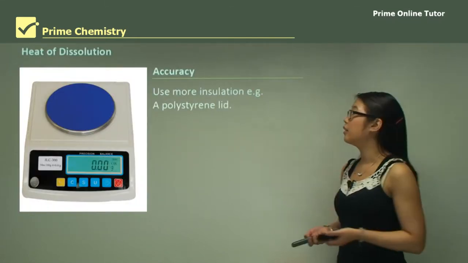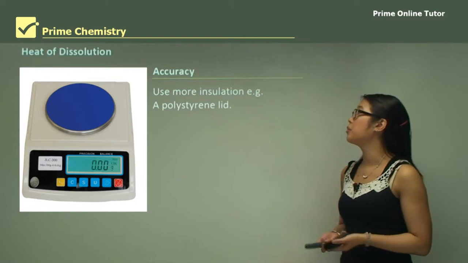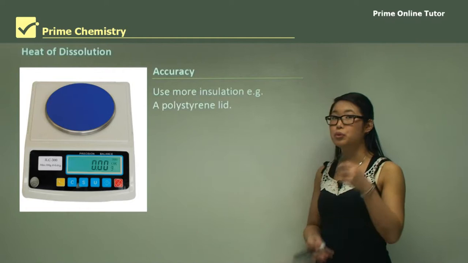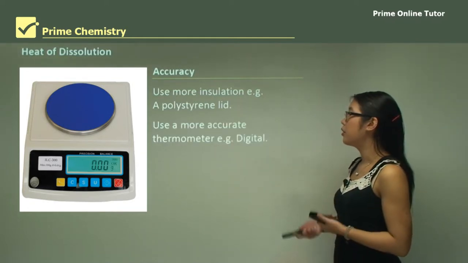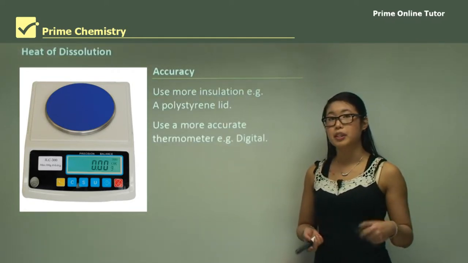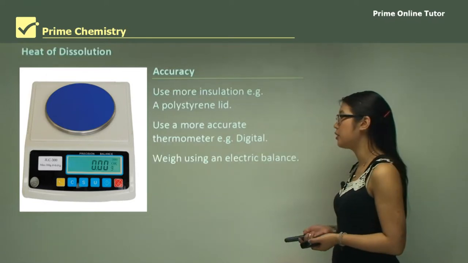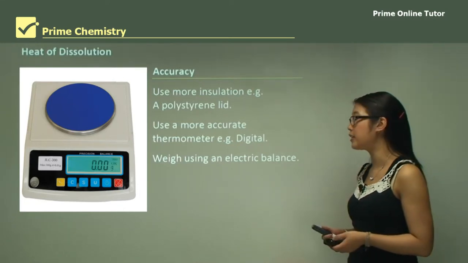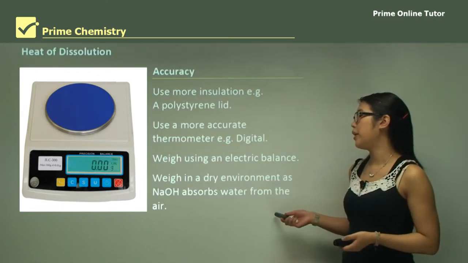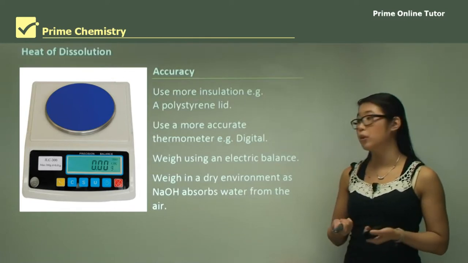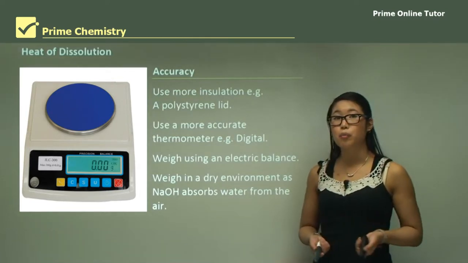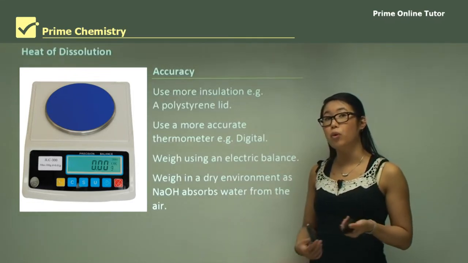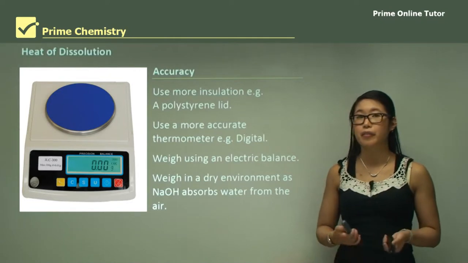The accuracy. We can increase our accuracy by using more insulation, so either a polystyrene lid or maybe double walling the cup, so 2 cups together. We can use a more accurate thermometer, so a digital thermometer, to give us more accurate readings of the temperature changes. We can use an electric balance, which will also give us more accurate weights. And we weigh in a dry environment because sodium hydroxide absorbs a lot of water from the air. So if there's a lot of water in the air, that means the weight of sodium hydroxide that we weigh out is a bit more than what we would expect it to be, and therefore our calculations will be out.